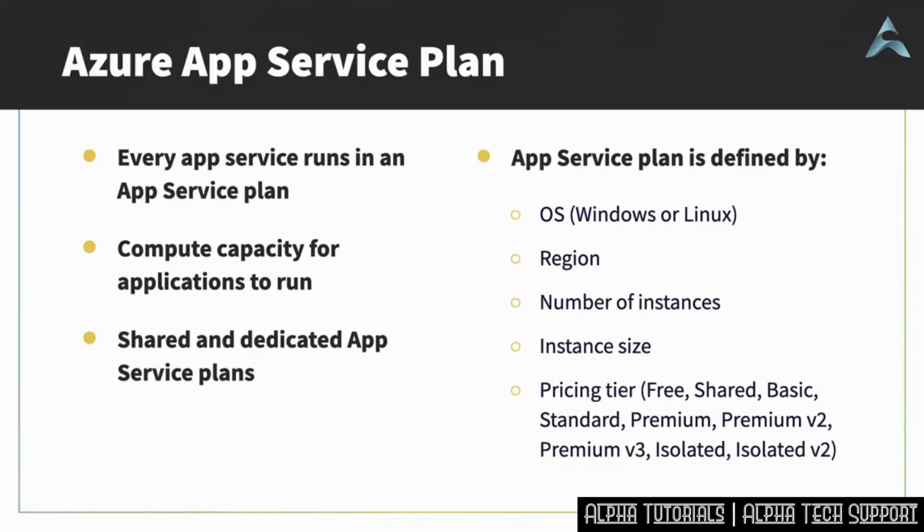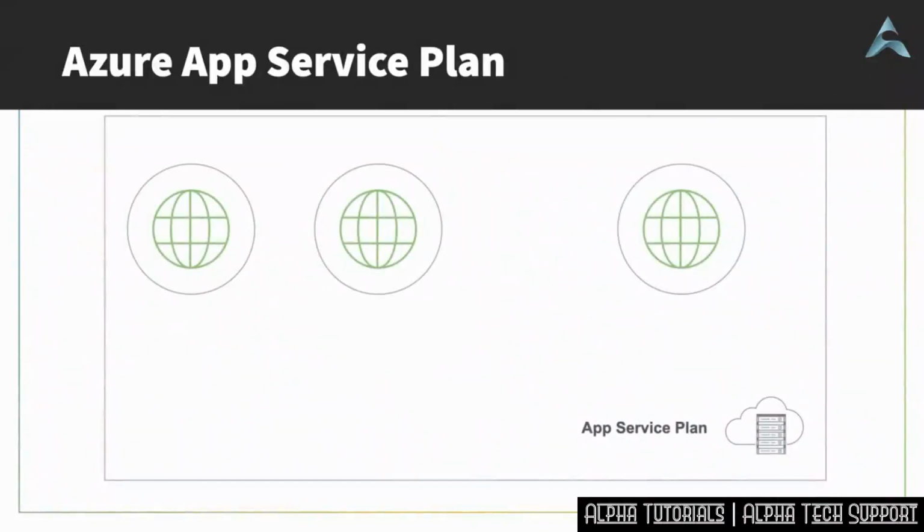The App Service plan defines the operating system, whether it's Windows or Linux, in which region it is running, the number of instances that compose that service plan, the size of them, and of course the pricing tier. We're going to touch on the pricing tiers pretty deeply, and we're going to see that going from one tier to the other might make big changes in terms of the features that you have available or not. But let's first talk about the app service plan.